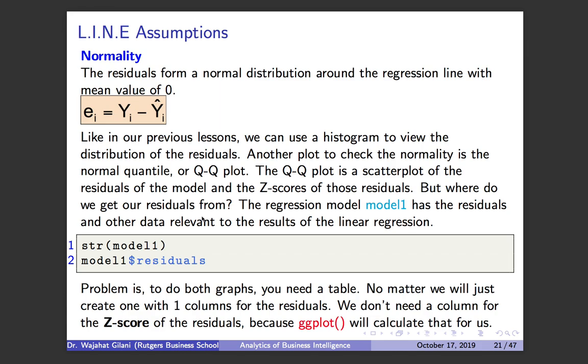Now, in our previous lessons, we can use the histogram to view the distribution of the residuals. Literally, we can take the residuals and graph them as a histogram, and the histogram should basically look like a normal distribution for us at that point.